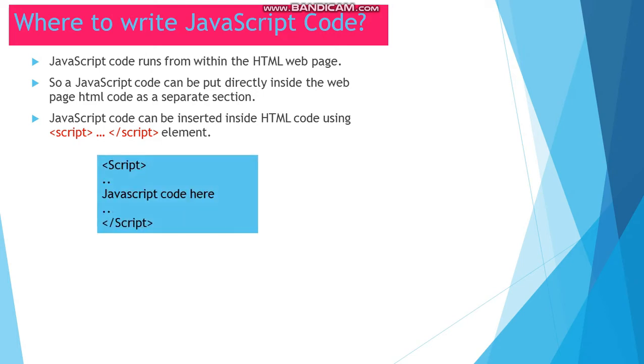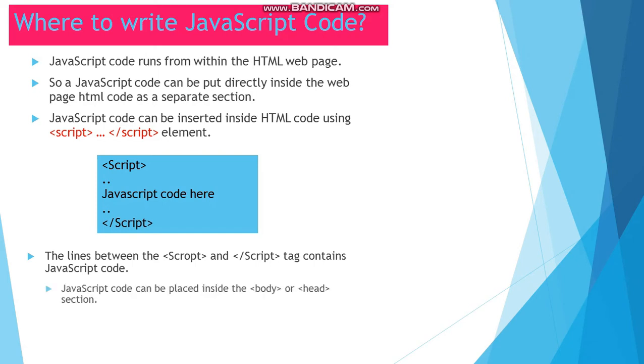So in HTML program, wherever we want, we can write JavaScript code. For that we have to use script tag. So script tag you have to start. Inside script tag we can write JavaScript code, and at the end we have to complete script tag using /script tag. So the lines between the script and /script tag contains JavaScript code. JavaScript code can be placed inside the body or head section. So inside HTML program, wherever you want to write JavaScript code, you can write it.